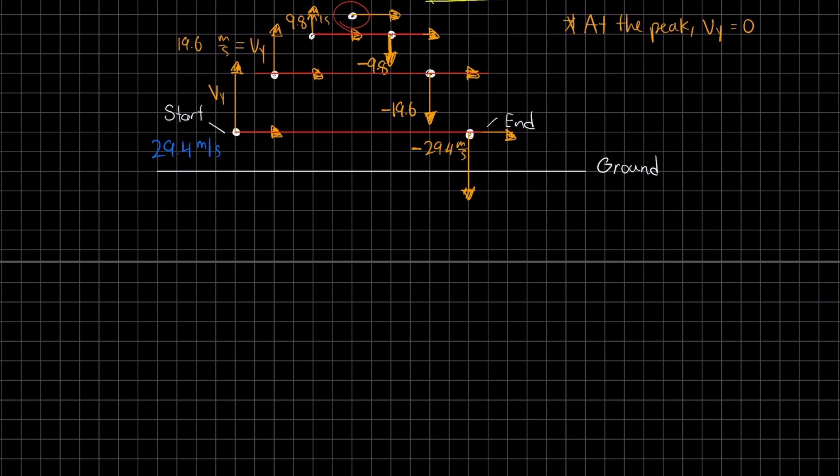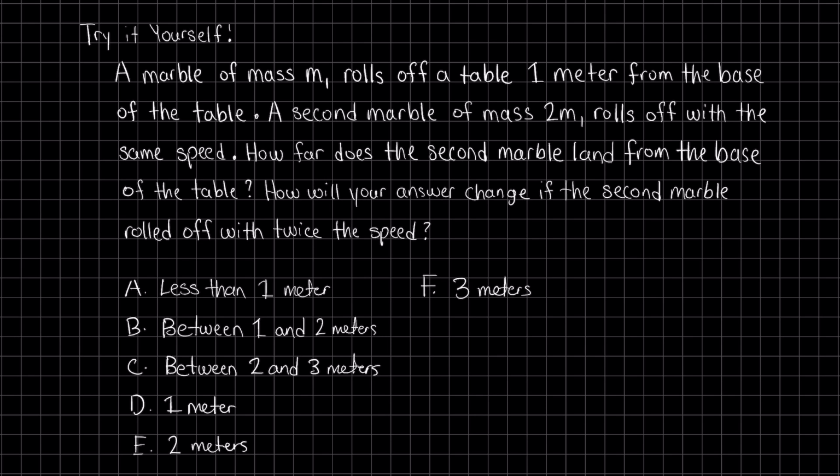Before we end today's video, here is a try-it-yourself problem. The try-it-yourself problem reads: a marble of mass m1 rolls off a table 1 meter from the base of the table. A second marble of mass 2m1 rolls off with the same speed. How far does the second marble land from the base of the table? And here's an extra question: how will your answer change if the second marble rolled off with twice the speed?